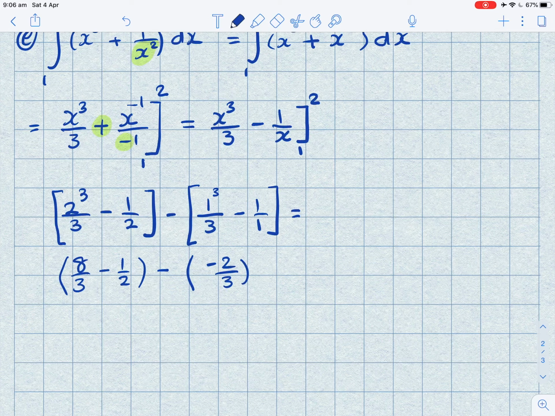And then what we have here, you will get 13 over 6. You work it out in your calculator, and this minus and minus is going to be plus here, 2 over 3. And you should get the final answer as 17/6, and that's it. This is the answer for it. I hope that was clear for you and you understand.